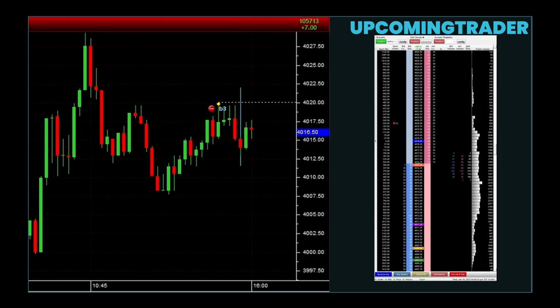For example, if a single print area was formed during an upward rally, it could act as support when the price returns to that level.